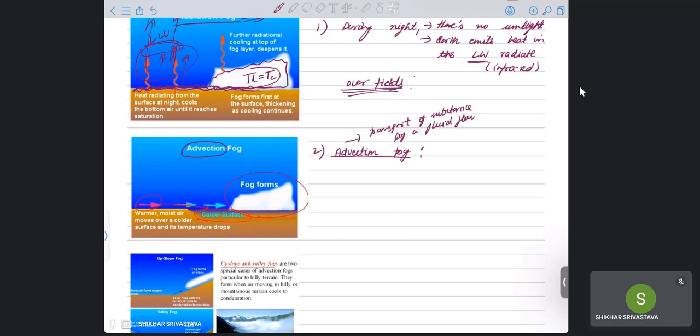Yes, sir. Yeah, any question? No, sir, I was saying that I have observed that. Yeah, that's why I was telling that you must have observed it. So that is basically radiation fog.